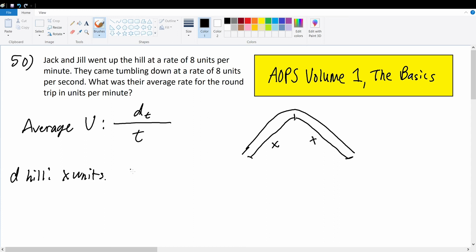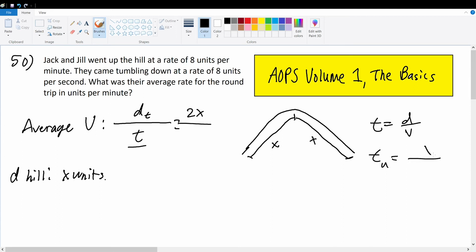And what I can now do is use the time formula, which is, by definition, t is equal to the distance divided by the velocity, to find the total time it took them to travel 2x units, because they went up and down the hill, so they traveled 2 times x units. So the first time, let's call the time up. When they were traveling up the hill, how much time did they take?